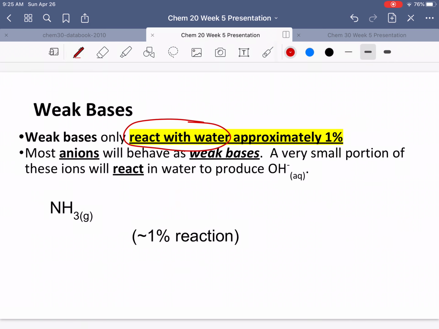Now, weak bases, on the other hand, are not dissociating. They are reacting with water. And again, it is such a small amount that they react by. Please, I've mentioned this before, I'll reiterate it again. Most anions will act like a weak base. An anion, if you've forgotten, is a negative ion, right? Any negative ion will usually be able to act as a weak base. Now, just a teeny number of them react. It's not very much, hence it's weak.